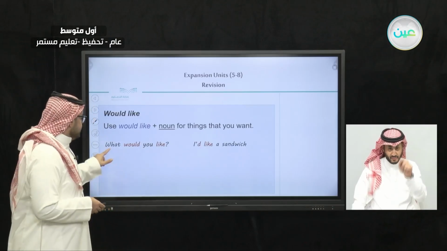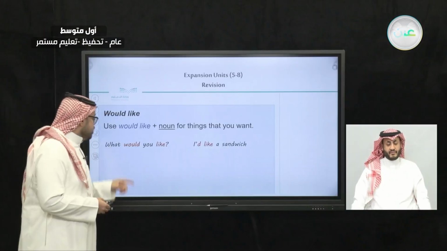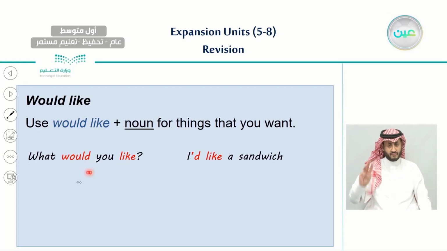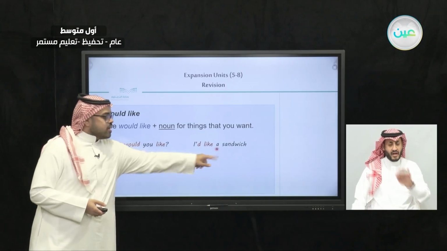The first one is an information question that usually starts with what, when, where, and the double H question. For example, the first one, what would you like? It means what do you want? What are the things that you want? But this is in a more polite way. What would you like? I'd like a sandwich.